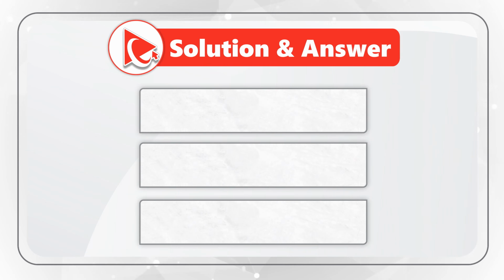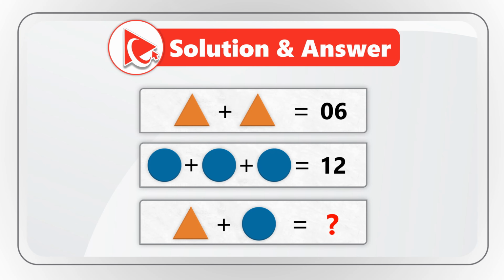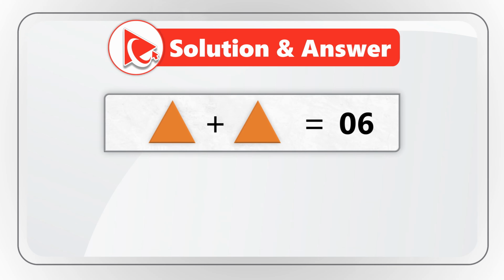I mentioned abstract reasoning concepts because you need to associate each shape with a number. For example, in the first expression, we have one triangle plus a second triangle equals 6.